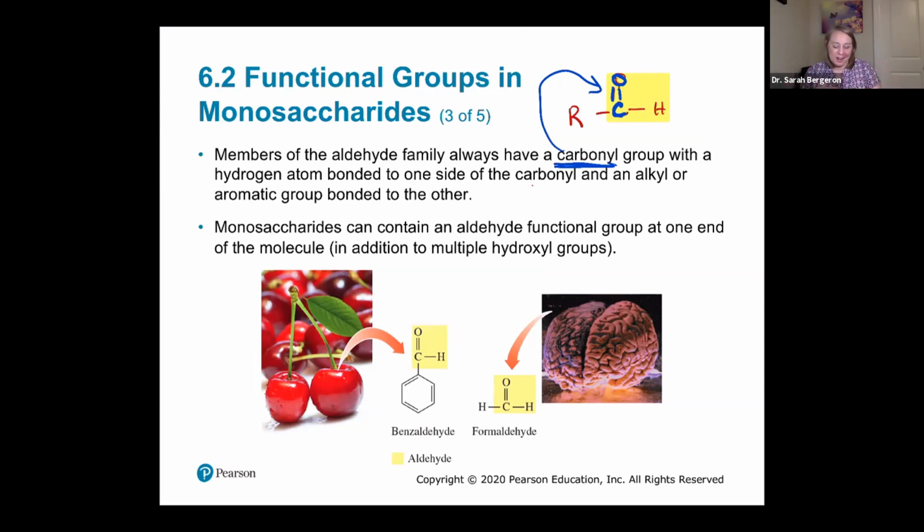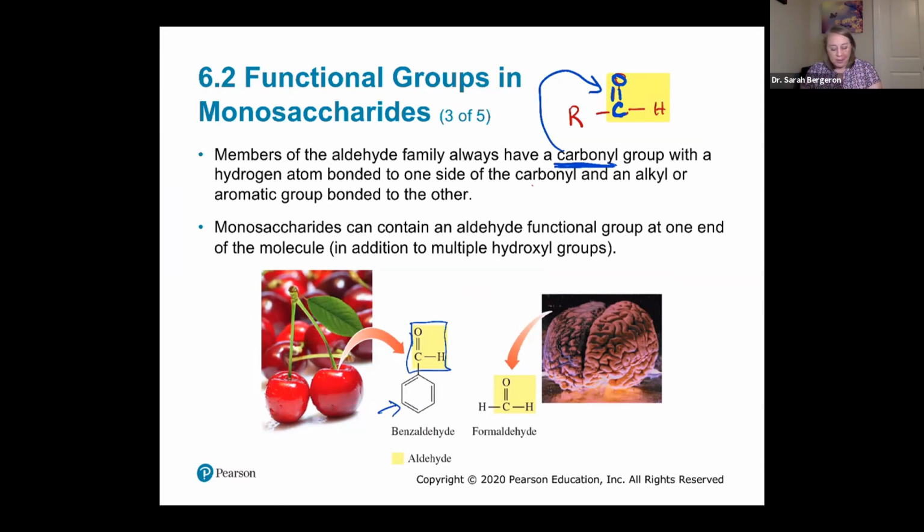So benzaldehyde is one that has an aldehyde functional group. Here's your aldehyde functional group, and it's attached to an aromatic ring, right? So a benzene ring. And so this makes it smell. This is basically the artificial flavoring of cherry. It's not real cherry flavoring, but it's artificial.